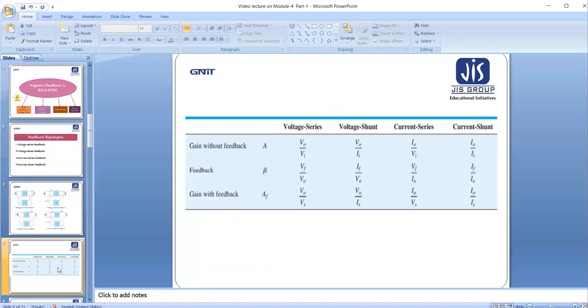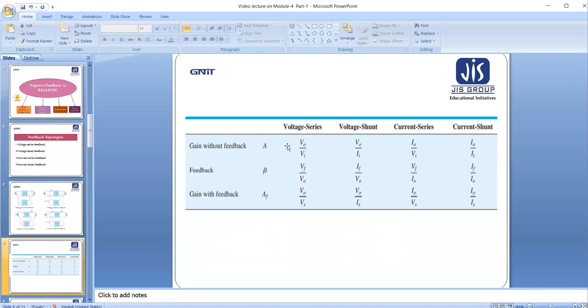Now we will see the different types of topologies and their voltage gain, their feedback factor, and the gain with feedback. So first one is the voltage series. Again, I am telling, voltage series means output voltage, input voltage. So gain without feedback, A equals V naught by Vi. For voltage shunt, output voltage, input is current.